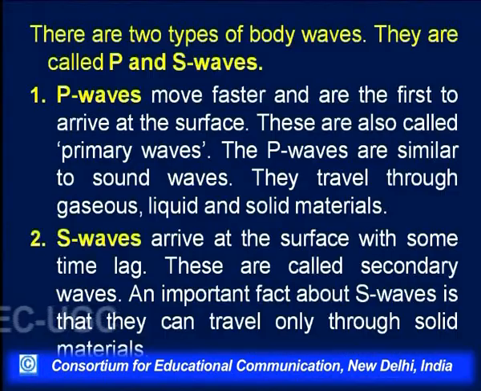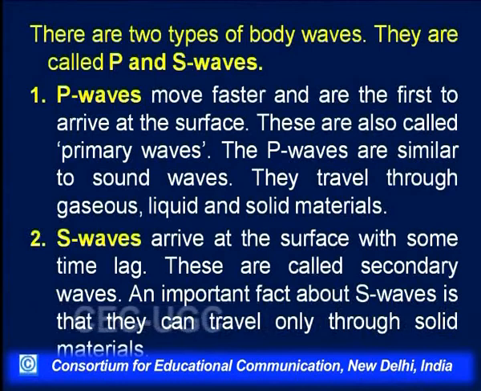There are two types of body waves. They are called the P and S waves. Number one, the P waves, are also known as primary waves, and they are the fastest waves. Being the fastest, they start from the focus and arrive at the surface at the maximum speed. These are called primary waves.